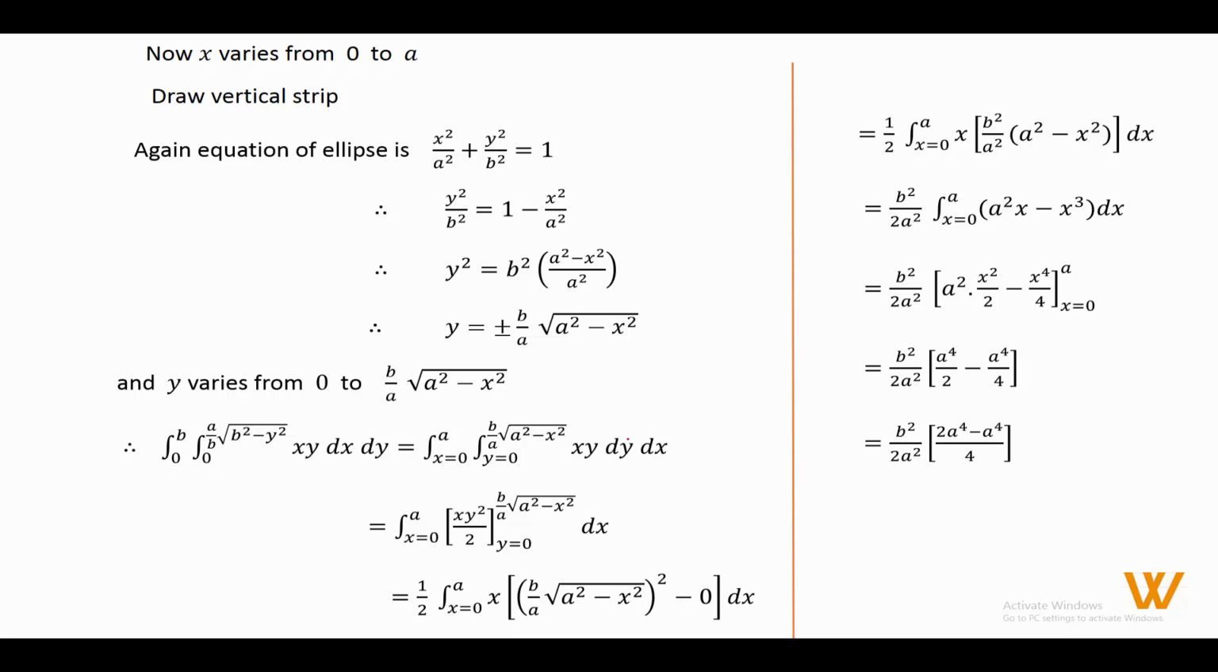Inside the bracket take the LCM as 4, so multiply the first term by 2, giving 2a raised to 4 minus a raised to 4. So we get b square upon 2a square. Inside the bracket, 2a raised to 4 minus a raised to 4 is a raised to 4 upon 4. Now divide by a square, so we get a square into b square upon 8. So a square b square upon 8 is the required answer.